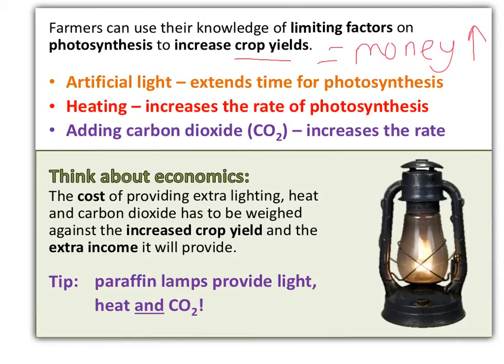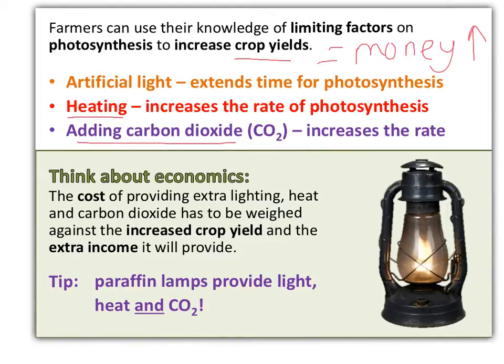Heating will increase the rate of photosynthesis, remember up to a point. If it's too hot, it will denature the enzymes and therefore the rate will slow down. So it's a very, very careful balance. Now, obviously this is really useful for a farmer when it's really cold, so he can grow his crops in the winter months. And adding carbon dioxide will also increase the rate.